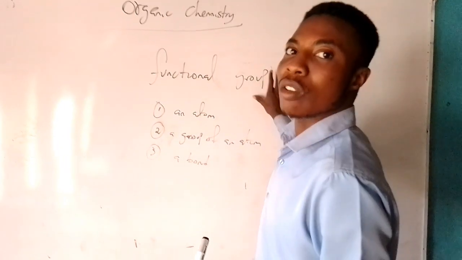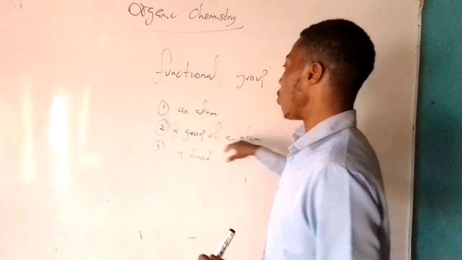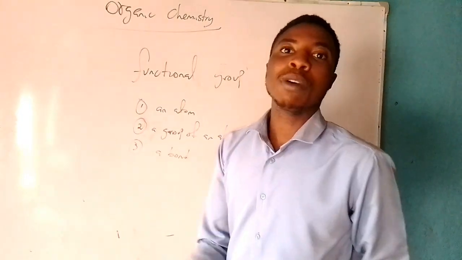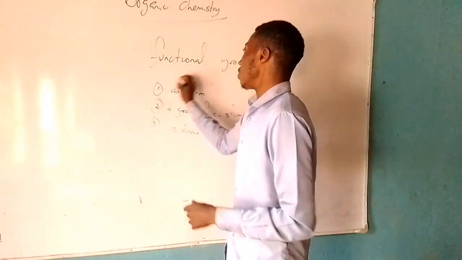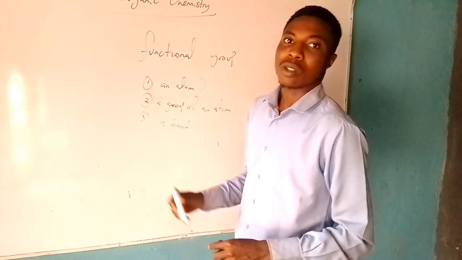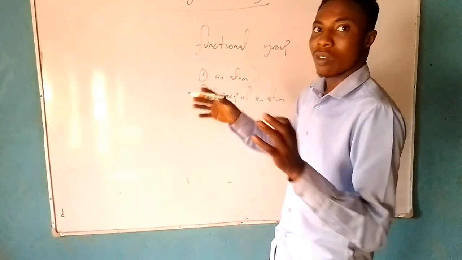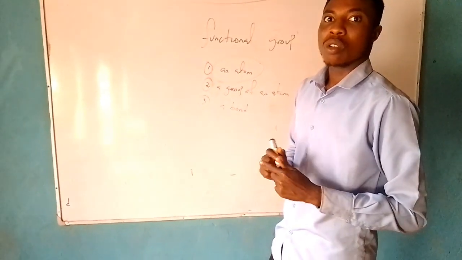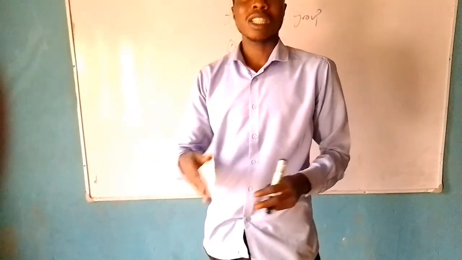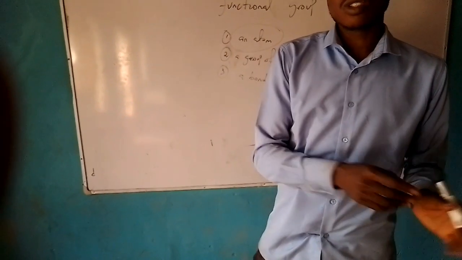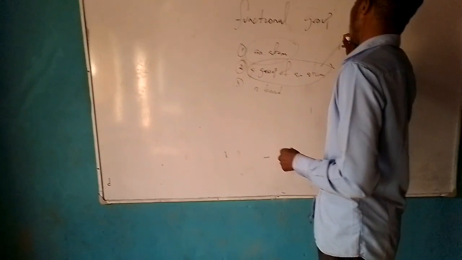So this is the functional group. It can be an atom, a group of atoms, or a bond that is peculiar to a homologous series. Now let's explain an atom. There are some homologous series that you can identify by the atom they carry. If a compound carries this particular atom, you know it belongs to this particular series. Some others carry a group of atoms, like the alkanols.